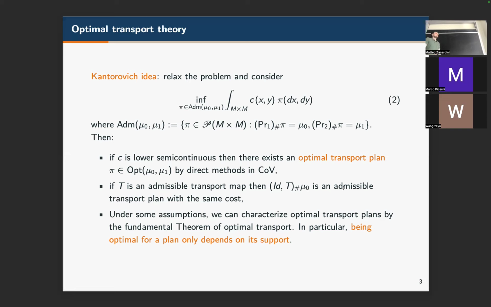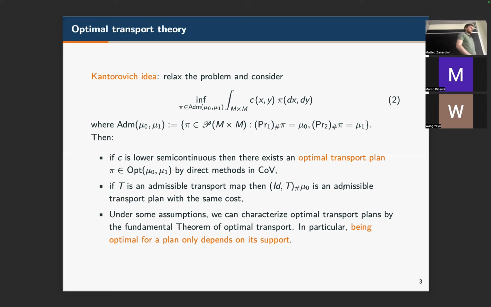One can check also that the Kantorovich problem is always less than or equal to the Monge problem. Indeed, if you have an admissible transport map, you can consider this measure, (identity, T) push forward mu0, which is now an admissible plan, lying in this set, and it has the same cost. That is to say, the integral functionals are the same, both in the Monge problem and the Kantorovich problem. So we have an inequality between the two.